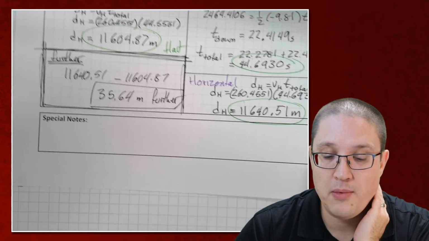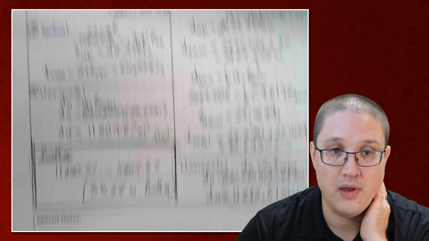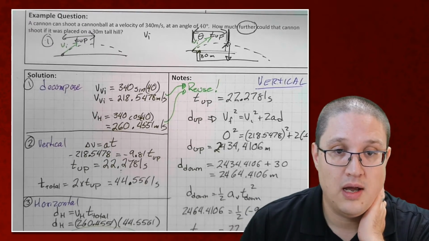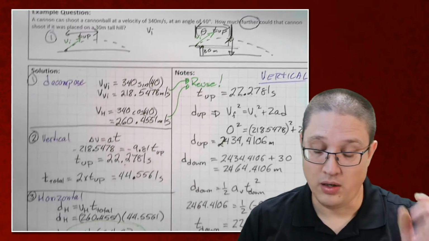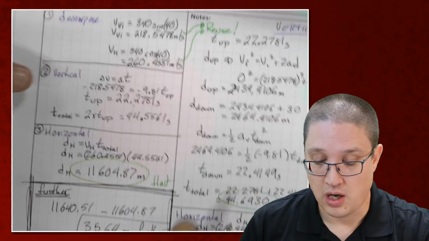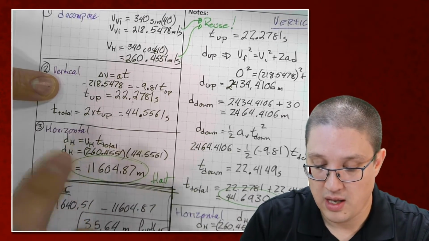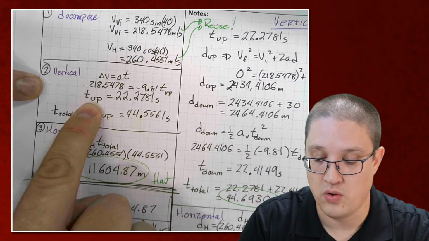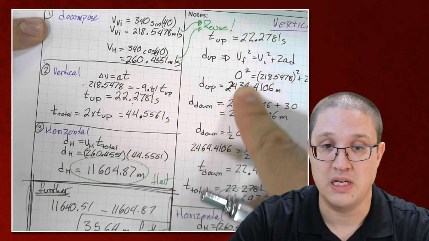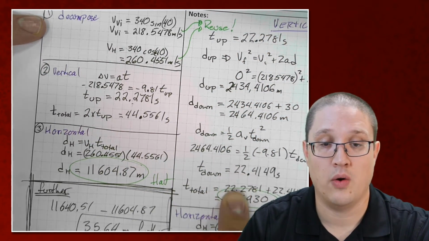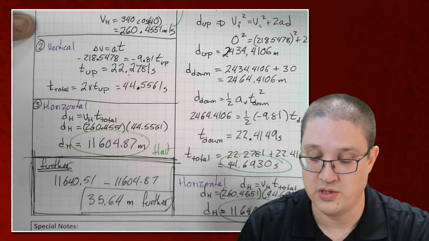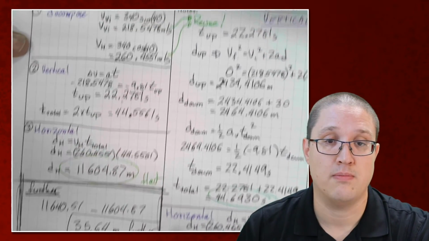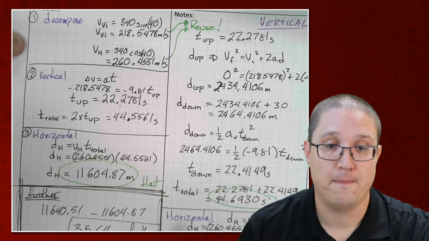Now this question is a little bit more complicated because I have to compare two of them. I have to compare the flat with the hill. However, if I was doing this for just on the hill, I'd still need to decompose. I'd still need to find the T up, and this is where it would change. I would not find my T total like this. I would now go from this T up to here, figure my D up, figure my D down, figure my T down, then my T total, and then I can go to the horizontal, which is actually the same step for both of them. My vertical stuff here gets more complicated if I'm on a hill.